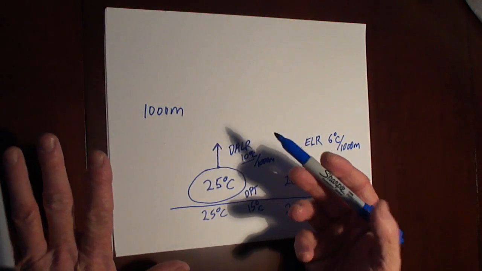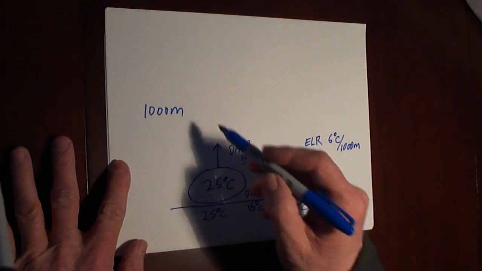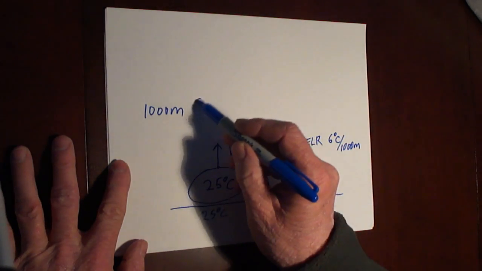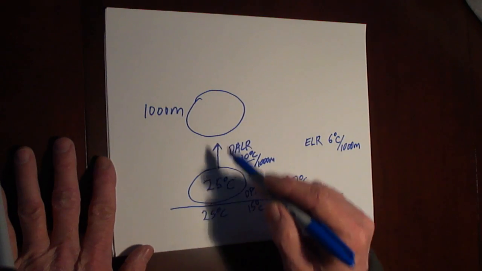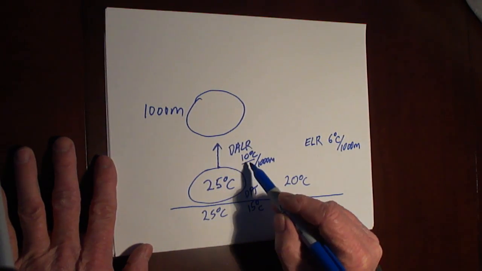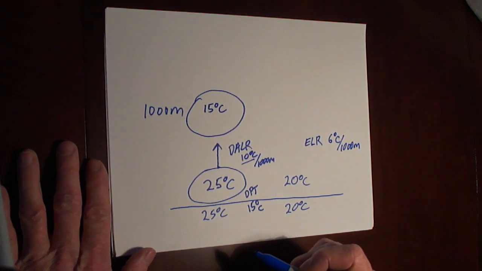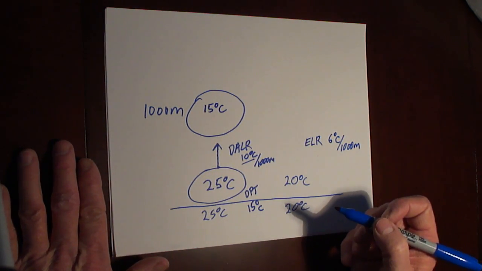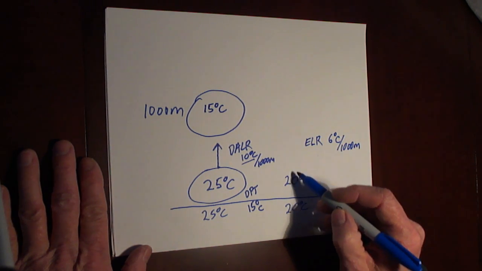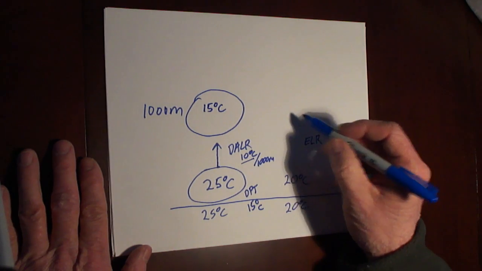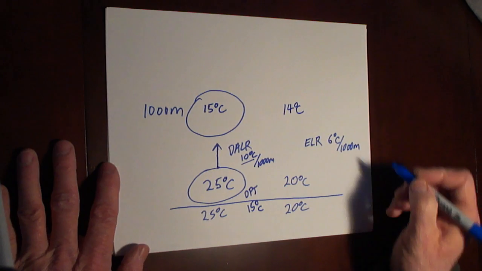So this bubble should be significantly bigger. I'm not going to draw it a lot bigger than it was at the surface, but it should be significantly bigger. All right. And at 1,000 meters, my air is going to be 25 minus 10, 15 degrees Celsius inside the bubble. What is the surrounding going to be? Well, it's going to be 6 degrees cooler than it is here. So the surroundings, as you rise through the first 1,000 meters, cool to about 14 degrees Celsius.